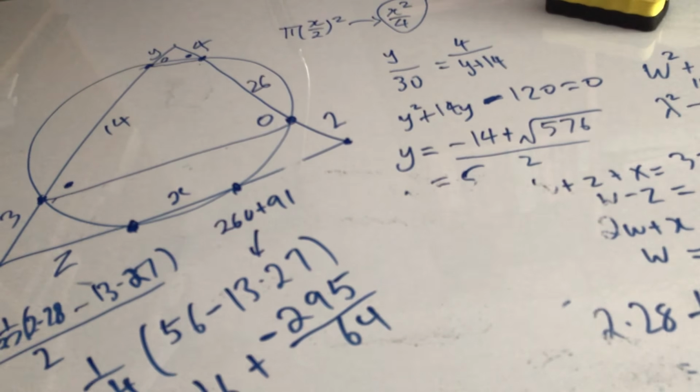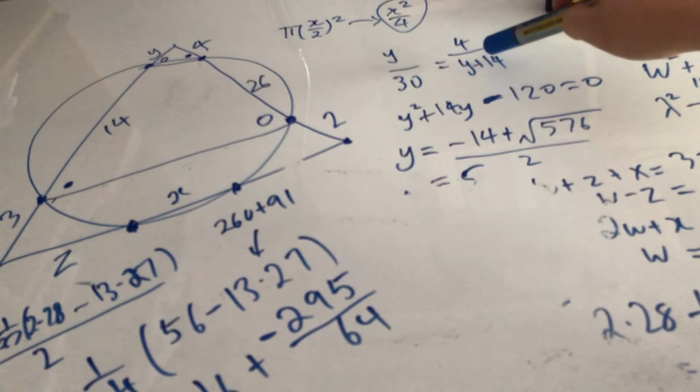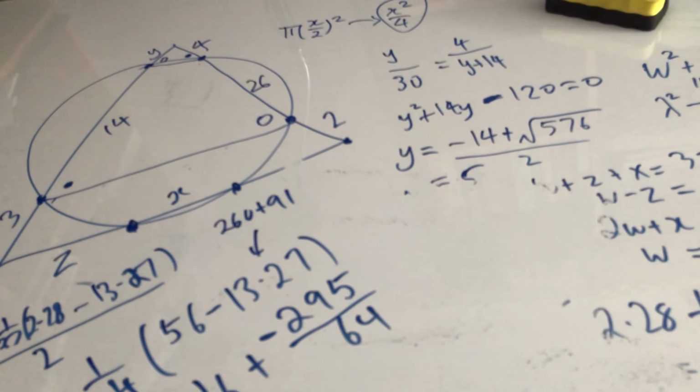See, we got y equals 5, but does 5 over 30 equal 4 over 19? So does 1 over 6 equal 4 over 19? And it certainly doesn't. Okay, so I think as long as we fix up the y's, our approach should get the answer in the end.